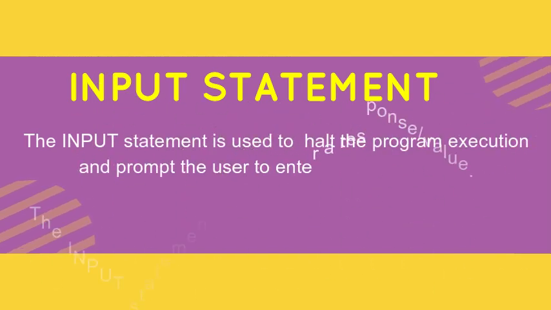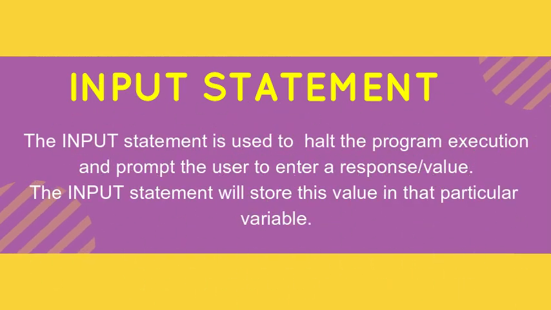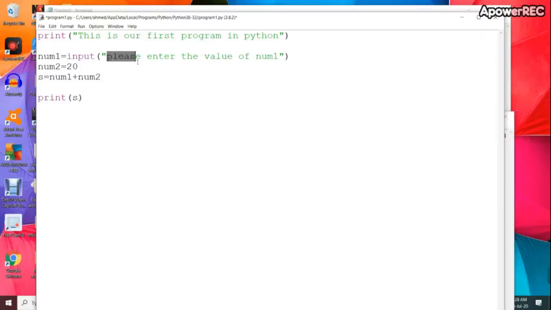Input statement will receive the value which will be entered from the keyboard. So first of all, when we will run this program, this message which is written in double quotes again will be printed on the screen. Please enter the value of num1. We will enter one value from the keyboard, and input statement will receive that value and it will store in this variable num1. So we will repeat the same for num2.